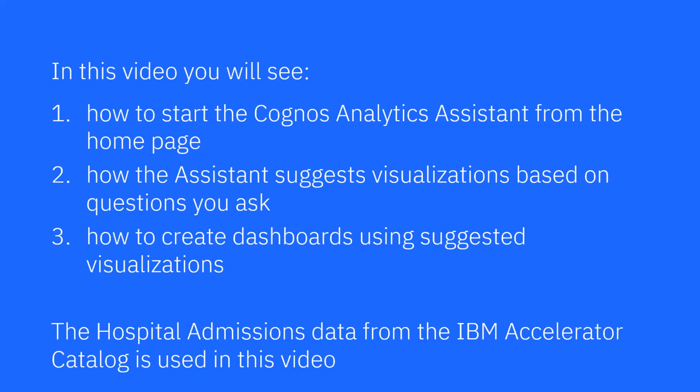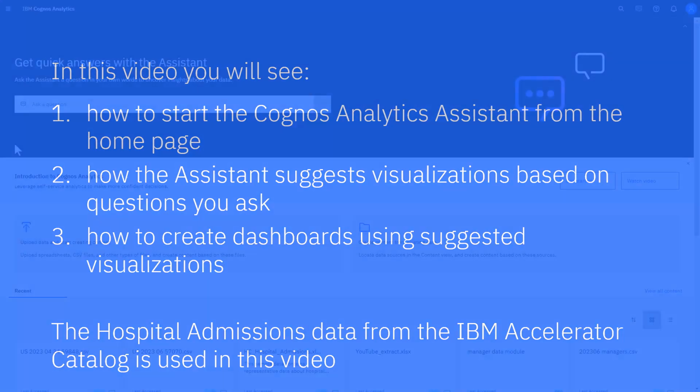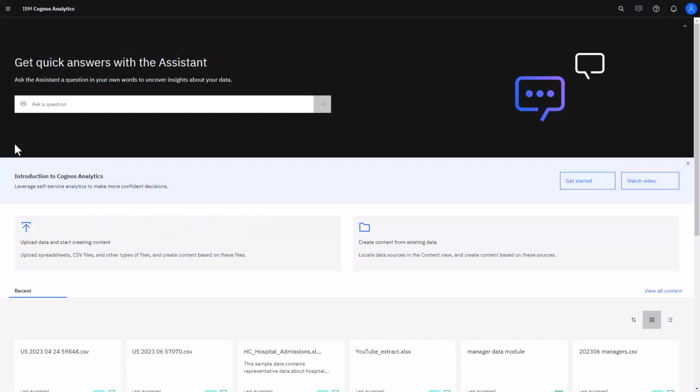The healthcare sample data zip file was downloaded from the IBM Accelerator catalog. The file was unzipped, and the Excel file hospital admissions was uploaded to Cognos Analytics. In Cognos 12, I can start an exploration from the home page. To start, I must load the hospital admissions dataset by typing load data and clicking ask question.